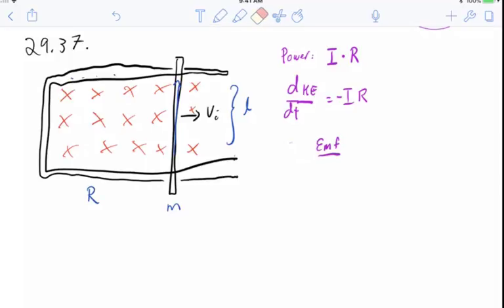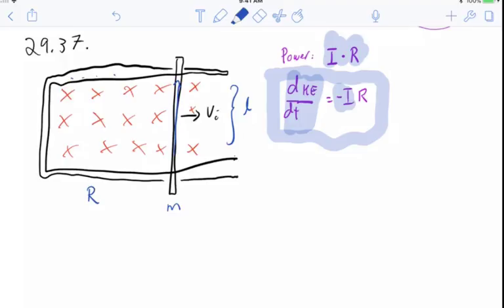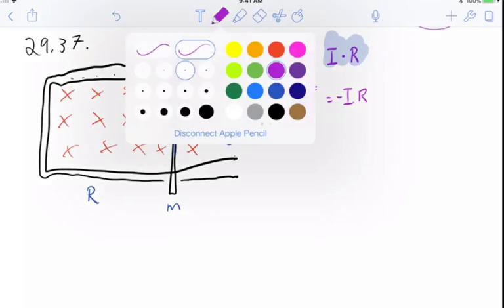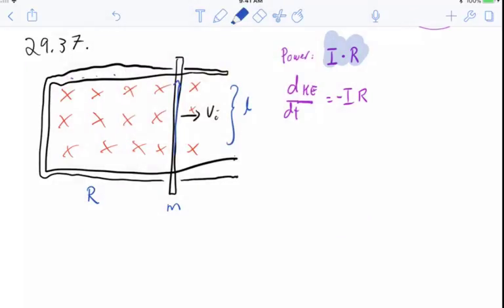Let's talk strategy. So here's the idea. I'm going to try to use this equation as the basis for my differential equation. The kinetic energy of the bar is turning into heat, and so it's losing kinetic energy at this rate. So how do I do that? Well, I need to figure out what a bunch of these are as functions of time. Maybe kinetic energy is a function of time. We'll see. So let me start by figuring out what I is as a function of time. Eventually, I'll get a differential equation. Hint, it's going to be an exponential. Oh no!